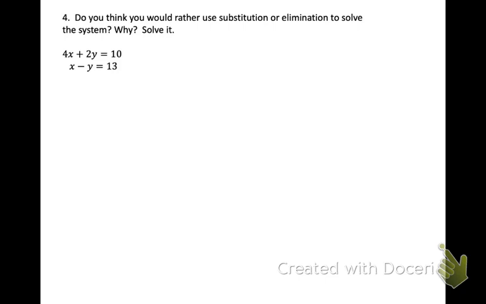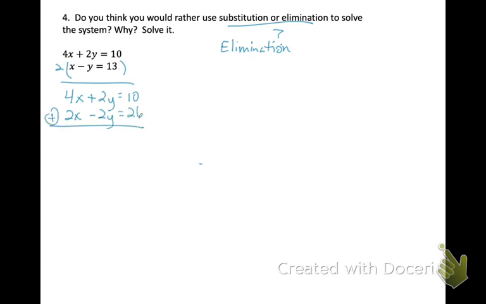Okay, welcome back. Well, I chose elimination because I noticed that I could just multiply the bottom equation by 2, and then my y's would eliminate. So I rewrite my top equation. My bottom one is 2x minus 2y equals 26. So I end up with 6x equals 36, or x equals 6. Then I can plug that into either one of my original equations. I decided to plug it into the second one, and I solve for y, and so I get negative 7.